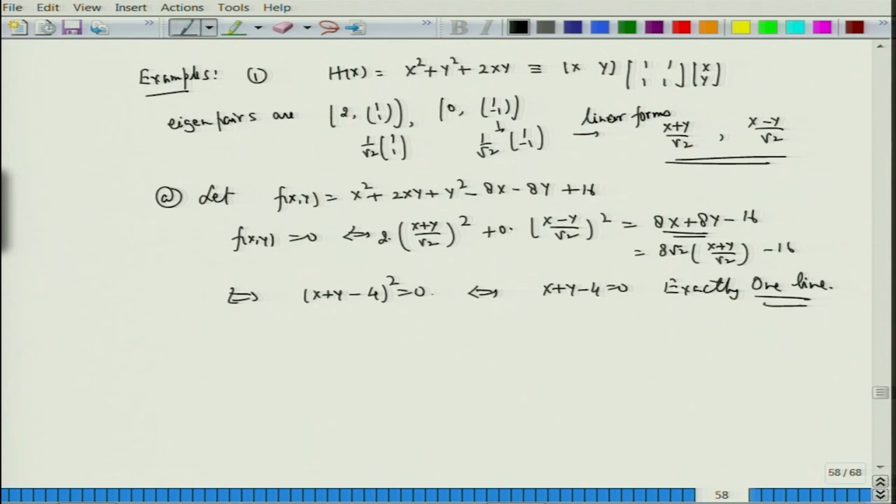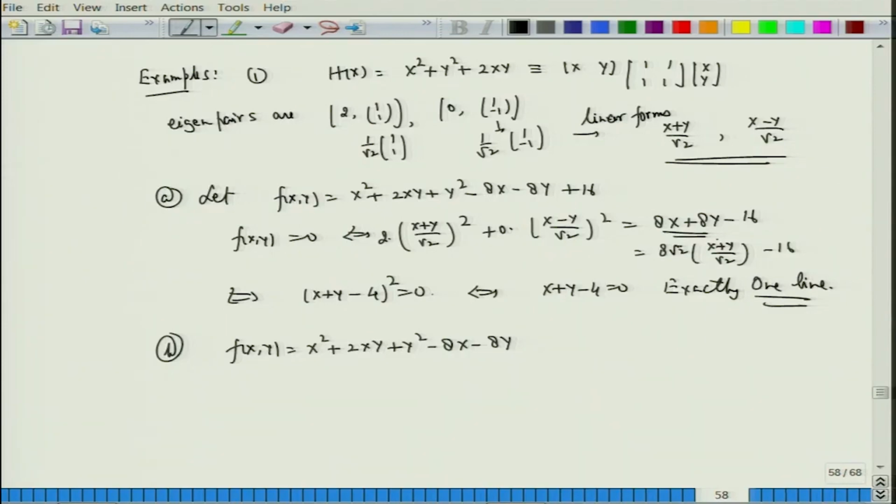So if you remember, we did get exactly one line when alpha 1 was 0. Fine. That case was there with me. Now B. I take f(x,y) as x square plus 2xy plus y square minus 8x minus 8y. So this tells me that again I have x plus y, but there is no constant here. If you look at this part, here I could divide by 2 and 2 and proceed, so I could get only a complete square here. Here I will not get the complete square.